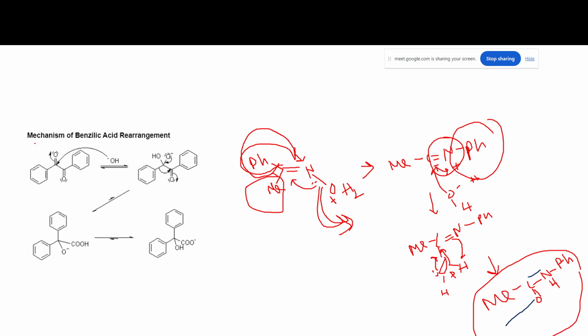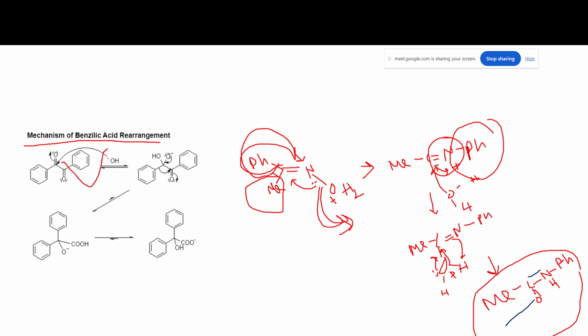The next is the mechanism of the benzilic acid rearrangement. So in the benzilic acid rearrangement, what we are getting from this two carbonyl compound, after addition of base, is that this will rearrange and we are forming one acid and one alcohol. So what will happen?